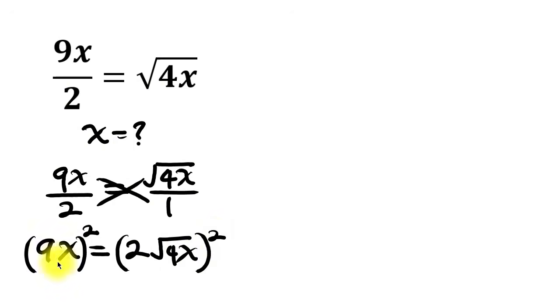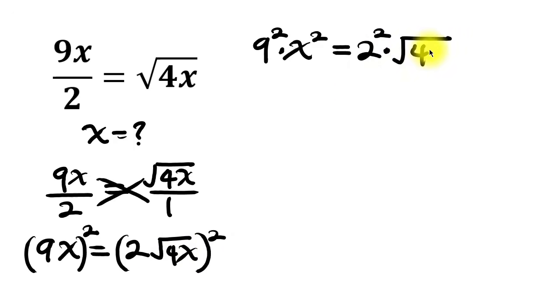Now taking the square of both sides, the left-hand side would then be 9 squared times x squared. Very good. This is equal to the right-hand side. This will be 2 squared times the square root of 4x squared. Very good. So 9 squared is 81 times x squared.